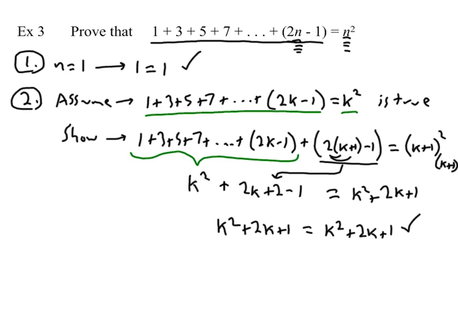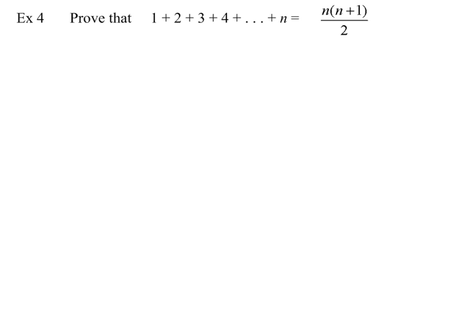Okay, I warned you, it's a tough process. Let's try one more of these. We want to prove now that if we add any series of integers together, the answer will be equal to this. So if we add 100 numbers together, we'll get 100 times 101 divided by 2.